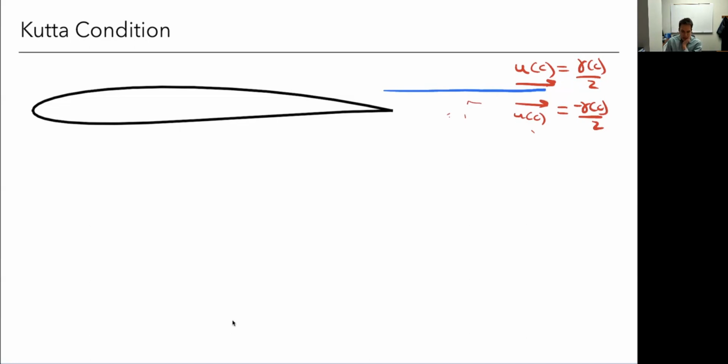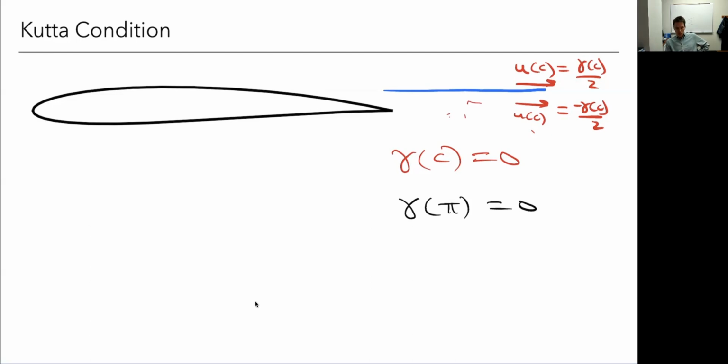So the way we're going to satisfy this is we're going to say that this can only be physical if gamma goes to 0 at the trailing edge. Or in our coordinate system where we're doing it from 0 to pi, that means gamma at pi is 0 at the trailing edge. Okay, this is what's called the Kutta condition. There are other ways to derive it, but this is one simple way we can motivate this.